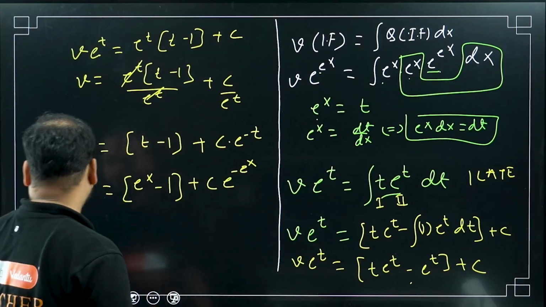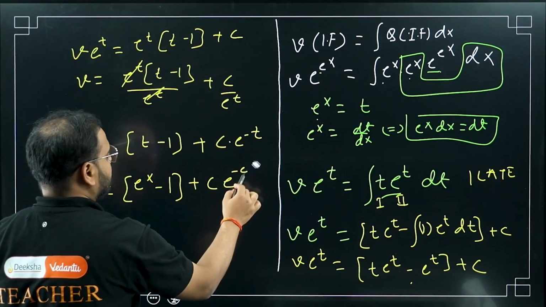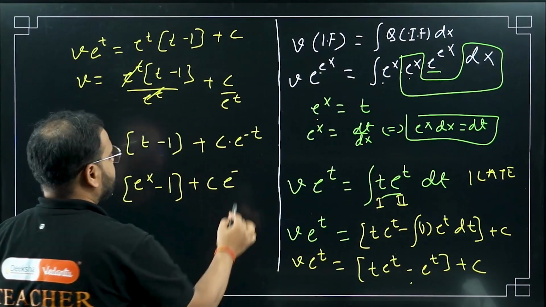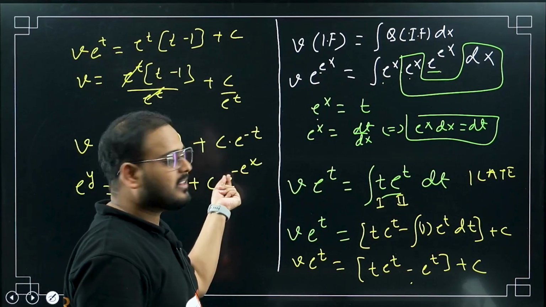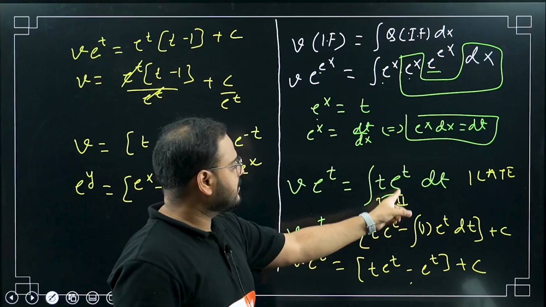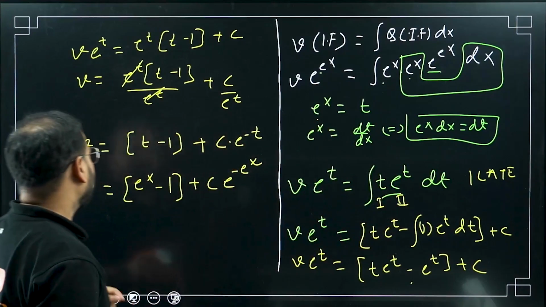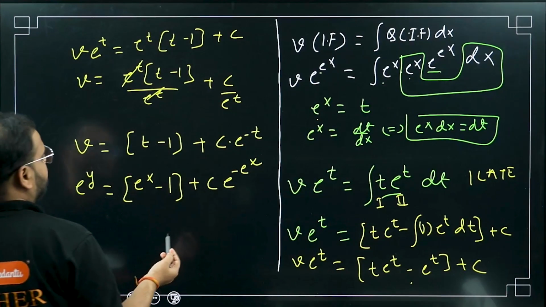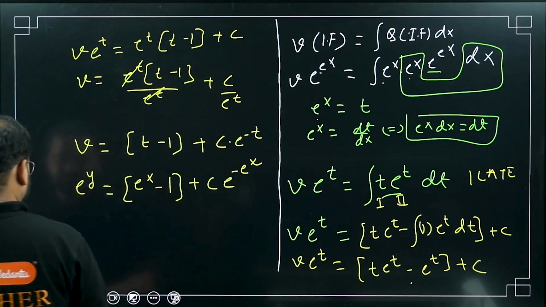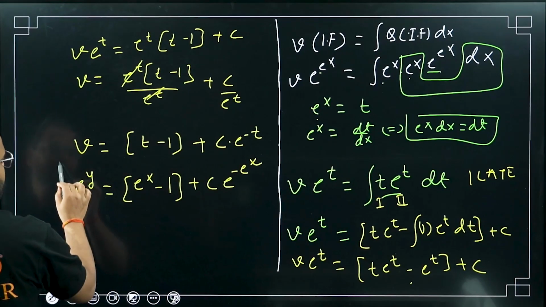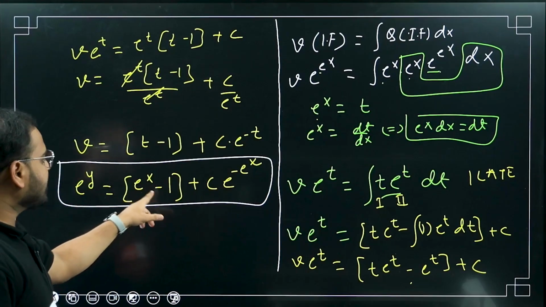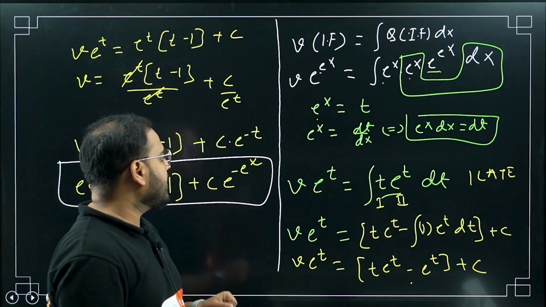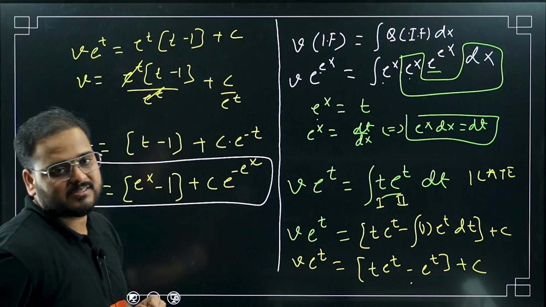Okay, not visible, confusing. I'll write it again. E power x. Out of the t there is a negative sign, so I can write it like this. T is e power x. My final answer is this only. This is the constant c. E power y equals e power x minus 1 plus c times e power minus e power x.